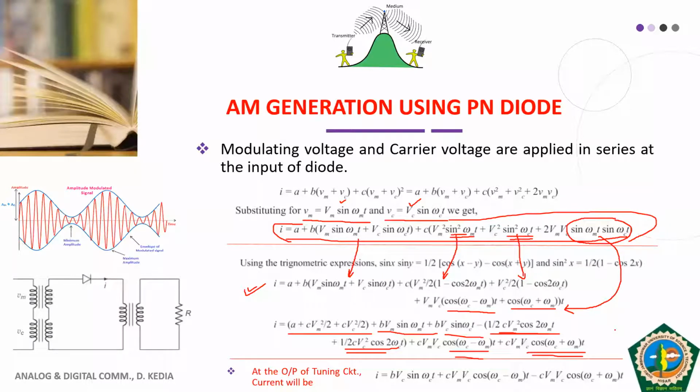I hope all of you are able to again see that these terms are nothing but the same terms that we had seen in the non-linear resistance discussion. That is, we have the two sidebands in the form of omega c minus omega m and omega c plus omega m, and we have some other components, that is the DC component, the original modulating signal, the original carrier signal, and the harmonics of the modulating signal and carrier signal.